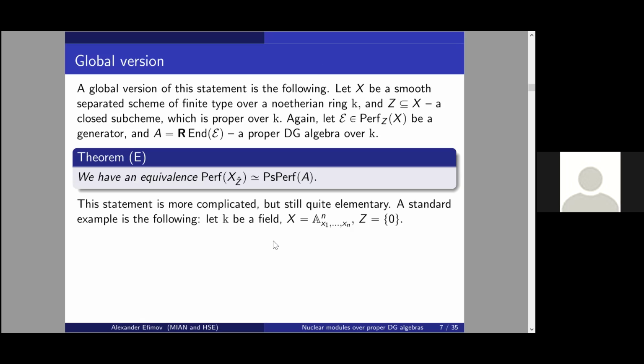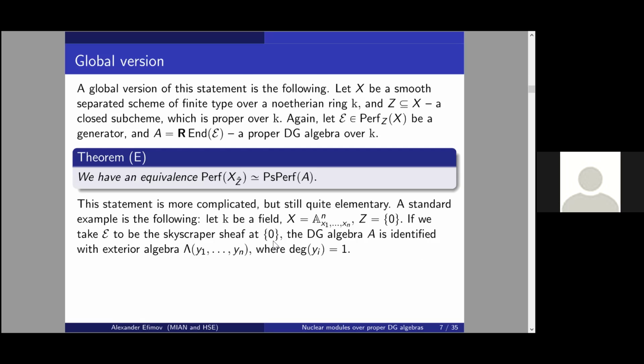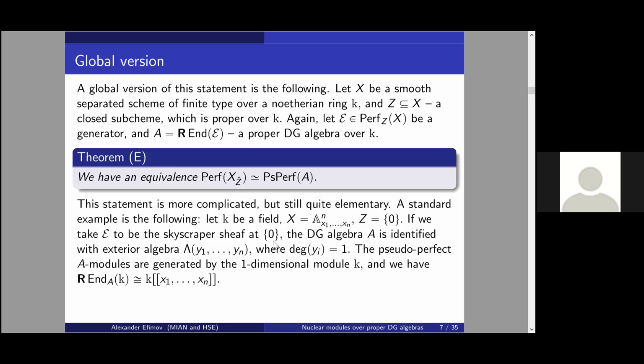So let K be just a field, and we take affine space, and Z is just the origin. And we can take this generator to be the skyscraper sheaf at 0, and then the endomorphism DG algebra will be just the exterior algebra in n generators, just the exterior algebra of the tangent space at 0. And you compute. So first, the category of pseudo-perfect modules is generated by the one-dimensional trivial module K. And if you compute its endomorphisms, you get exactly a power series ring in x1, etc., xn.